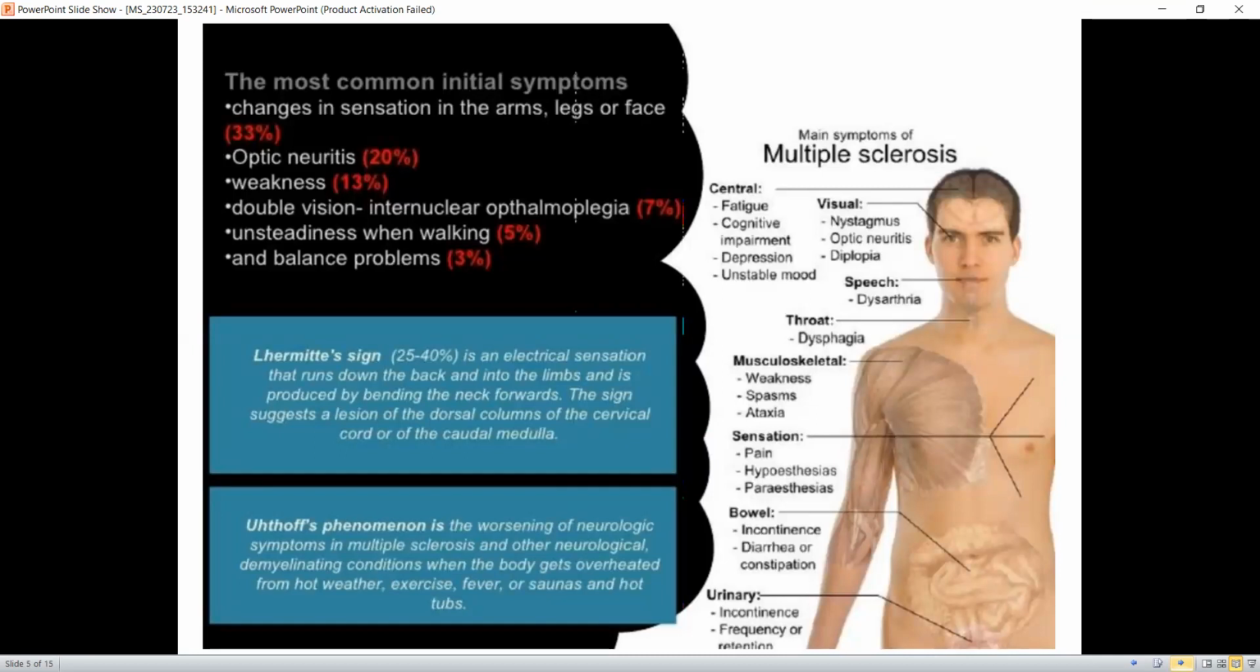The Lhermitte sign is when the patient is asked to flex his neck, which may induce a tingling or electrical shock like feeling down the neck and back. This is due to increase in sensitivity of demyelinated axon to stretch or pressure on the spinal cord, which is induced by neck flexors. While the Uhthoff phenomenon is worsening of neurological symptoms when the body gets overheated from the cold weather, exercise, or fever.